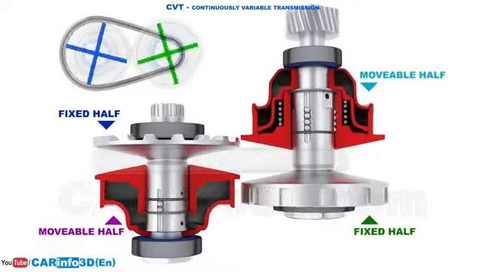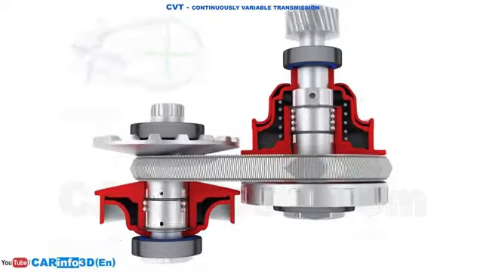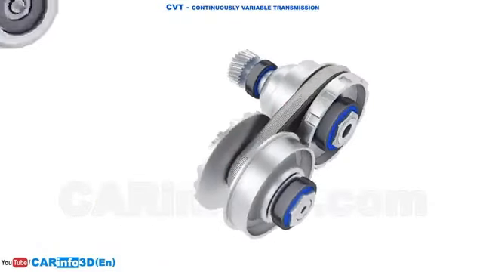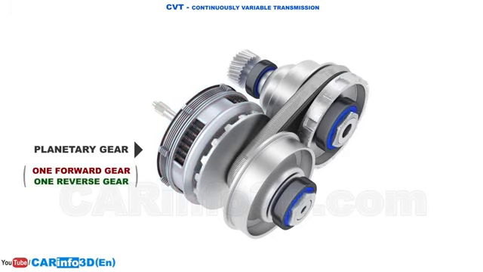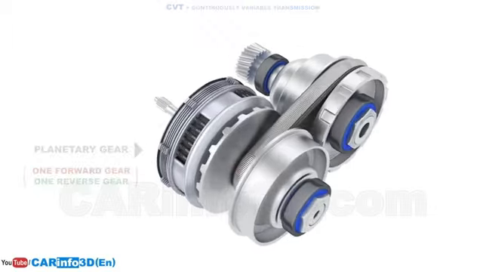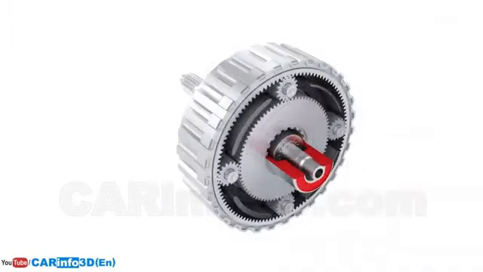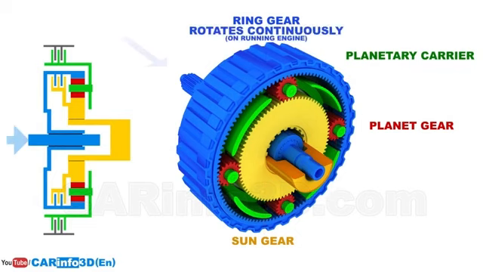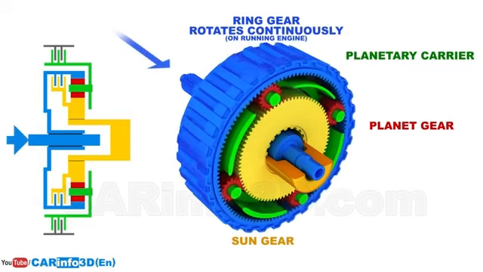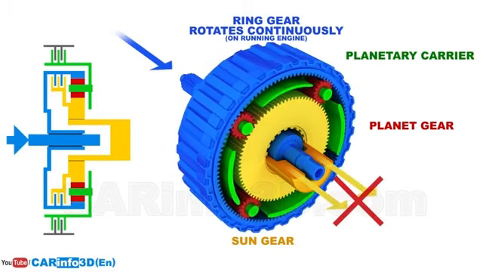The reverse gear requires a separate mechanism. Typically, a planetary gear is utilized for this purpose. It has one forward gear and one reverse gear. Let's have a look at this model. You can observe a simple planetary gear with a ring gear that revolves continuously while the engine is running. At that point, the force is not transmitted to the driving pulley.